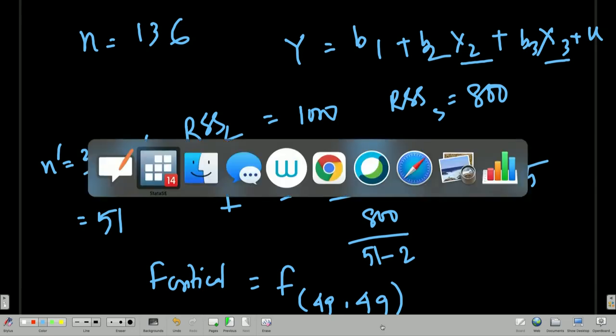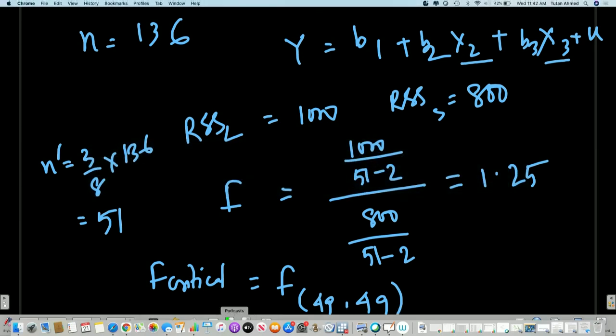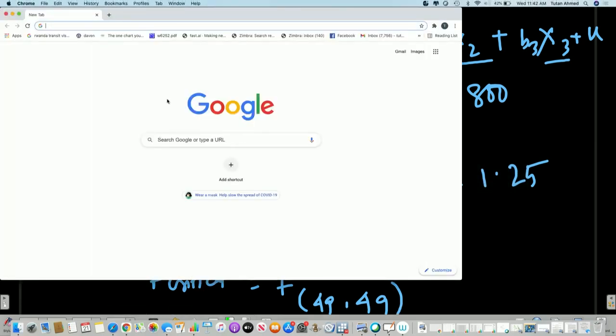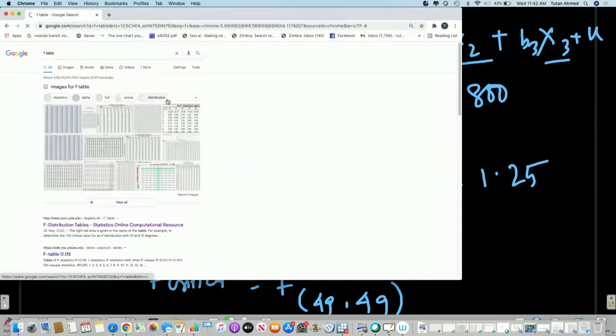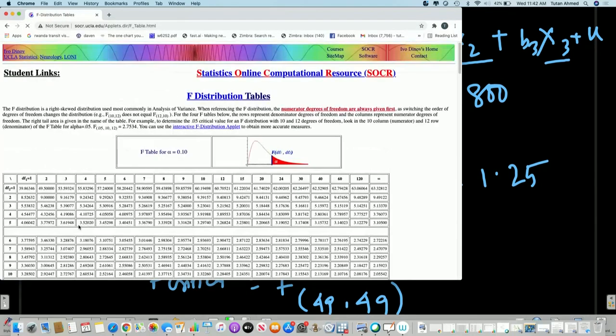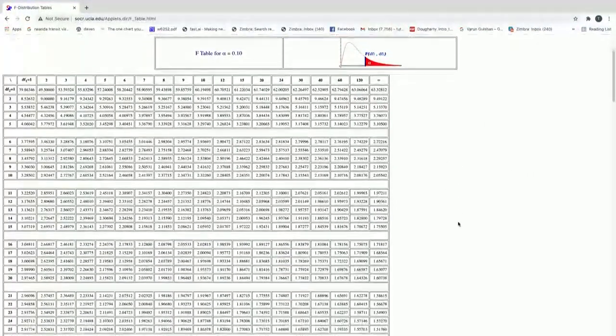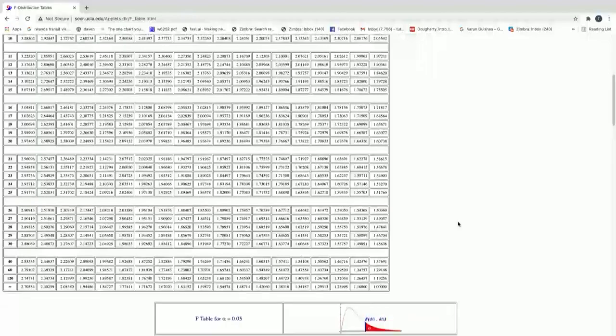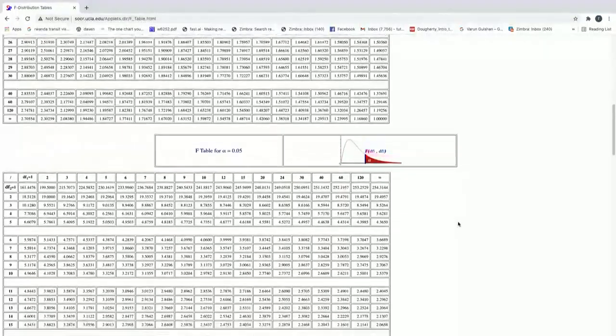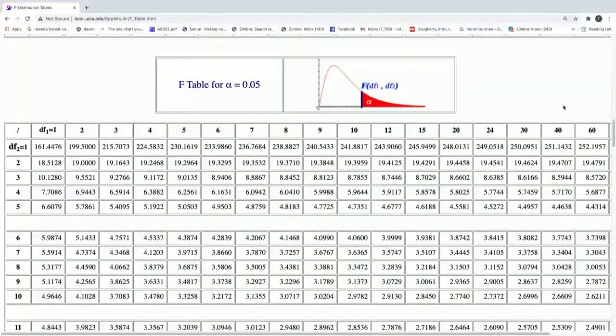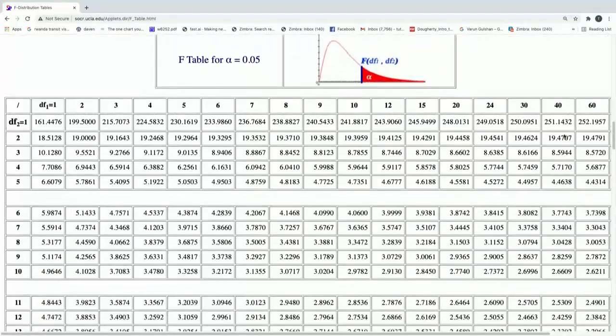I have to basically go get the F table. So let me actually get the F distribution table, and I usually take a significance level, alpha, equal to 0.05. So for 0.05, here you can see that I don't have the exact degrees of freedom equal to 49, but I have the range 40 to 60. So we can get something in between, close to 50.